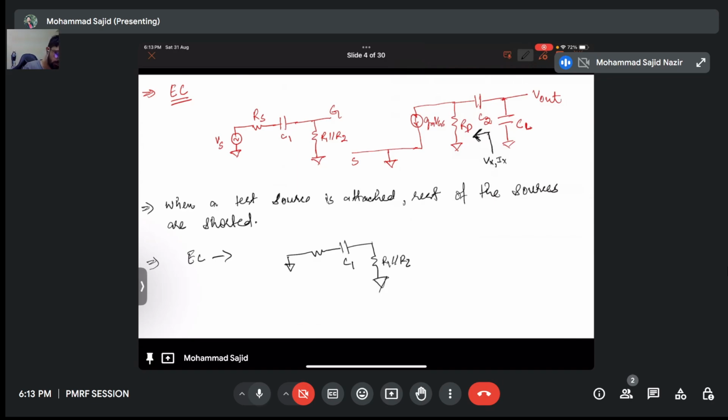So if this is zero, this is grounded. This is also grounded, so there will be only current here. So what I'm left with is RD. And my R out, that is Vx by Ix, will be RD. So this is my output resistance. Now I have found the output resistance.